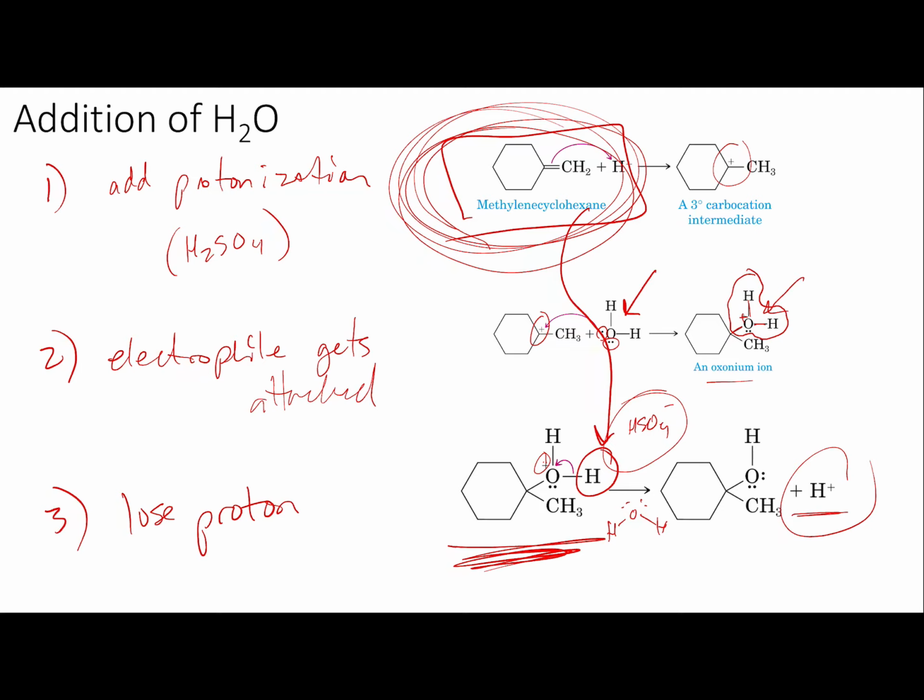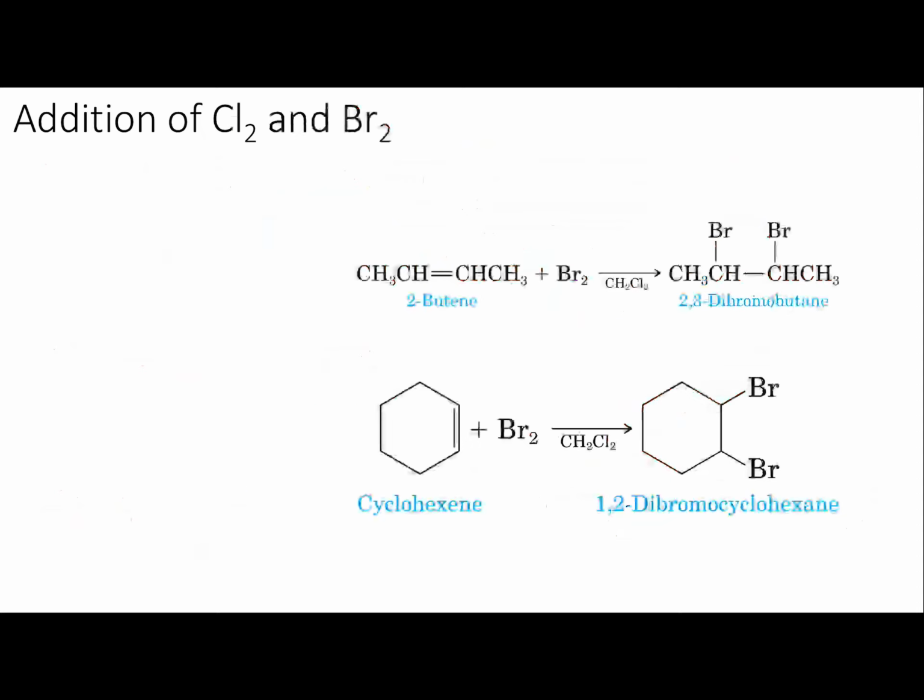So that's the mechanism. Pretty cool, huh? Let's look at the addition of chlorine and bromine. This would just be called a halogenation. Not hydrohalogenation, but halogenation. So adding halogens. Of course, 2 chlorines and 2 bromines mean we're going to add 2 bromines and 2 chlorines.